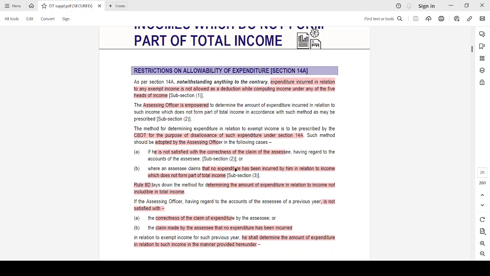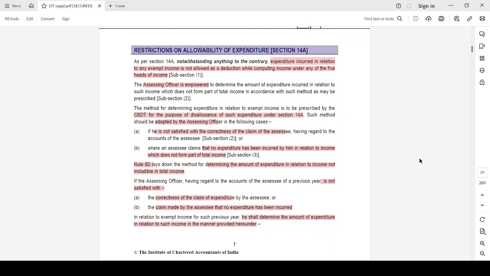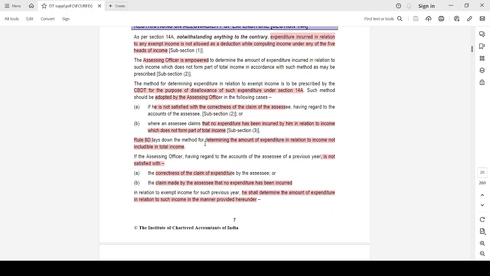Or when an assessee claims that no expenditure has been incurred by him in relation to income which does not form part of total income. He says, I have not incurred any expenditure in relation to the income which does not form part of total income. Then Rule 8D lays down the method for determining the amount of expenditure in relation to income not includable in total income. The section says that this has to be disallowed, and the computation is in Rule 8D. Rule 8D says the method. Okay.